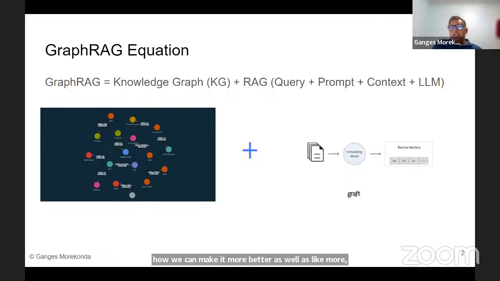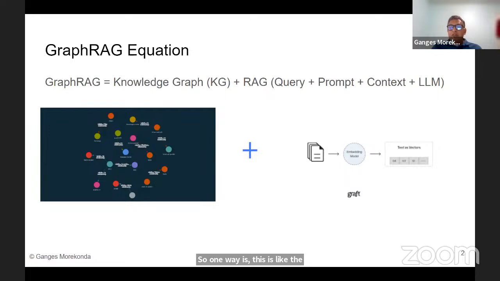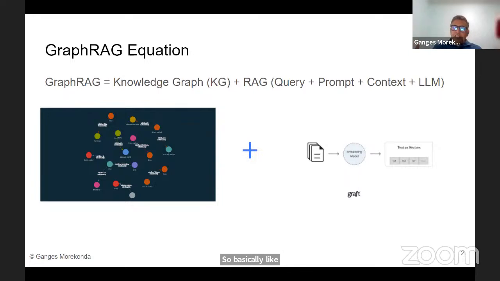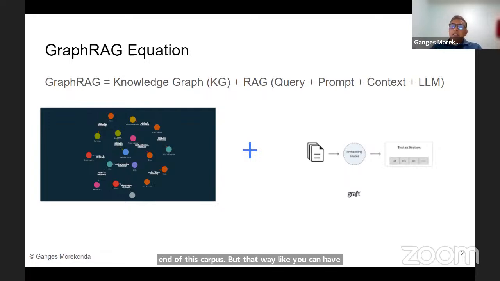So one way is where the knowledge graph comes into the picture, where we can couple this with the knowledge graph. So basically, getting all the facts, building the factual data with the interconnections of all the entities and the relationships within that context. That way you can query by traversing that graph and collecting all the pieces, whether it is near or far end of this corpus. That way you can have better contextual information on top of that top K.